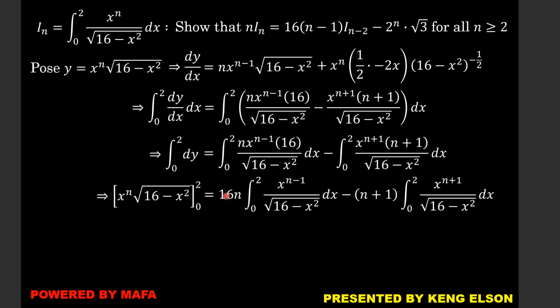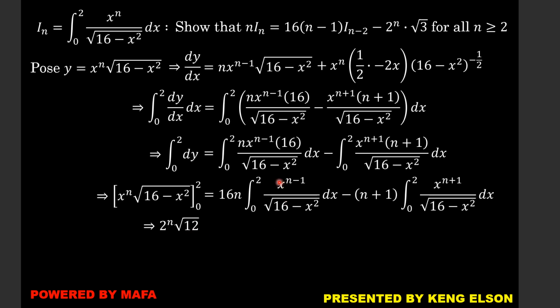Now we can factorize 16n since it does not depend on x, it is a constant out of the integral. We are left with the 16n times the integral from 0 to 2 of this quantity. We also factorize n plus 1 out of the integral since it is independent of x. So from here we can replace 2. When we replace 0 as a lower bound, everything becomes 0. If we replace 2, we have 2 to the n, the square root of 16 minus 2 squared, which is the square root of 12.